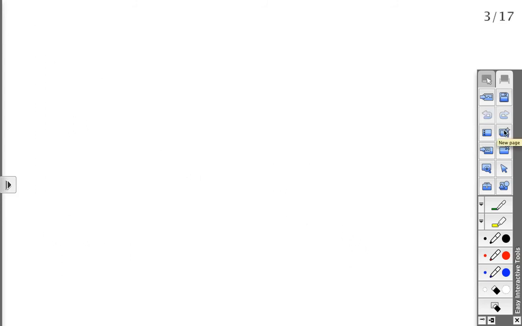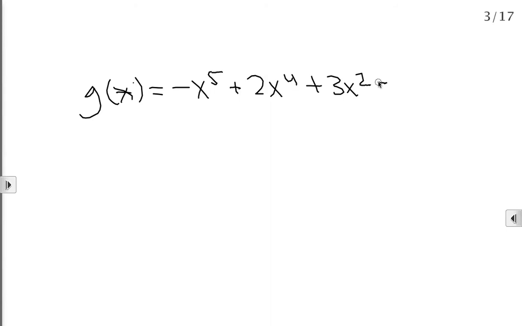For question 7, p of x, oops, not negative yet, negative x to the 5th plus 2x to the 4th plus 3x squared minus 7x minus 12.